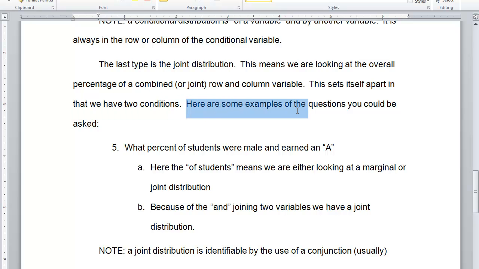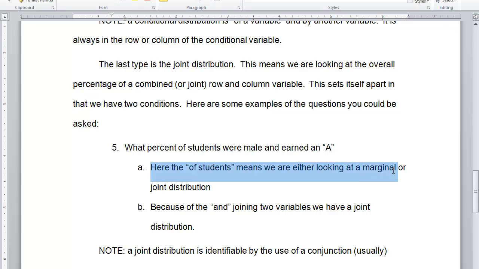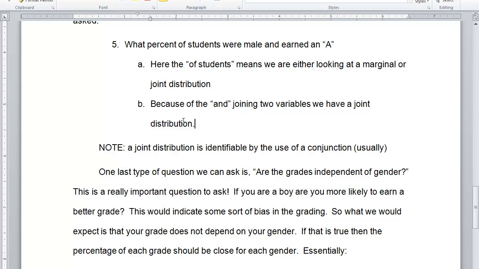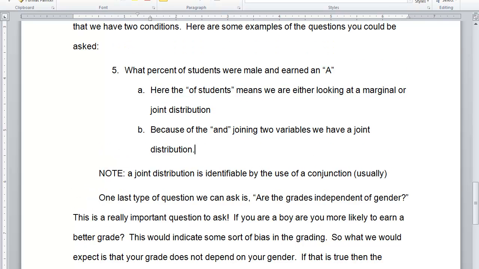And so here's some examples of the questions you could be asked, right? What percentage of students were male and earned an A? Well, here the "of students" means we're either looking at a marginal or a joint distribution. But because of the "and" joining the two variables, we have a joint distribution. All right, so that's because of the "and" right there. Now, what does this look like?